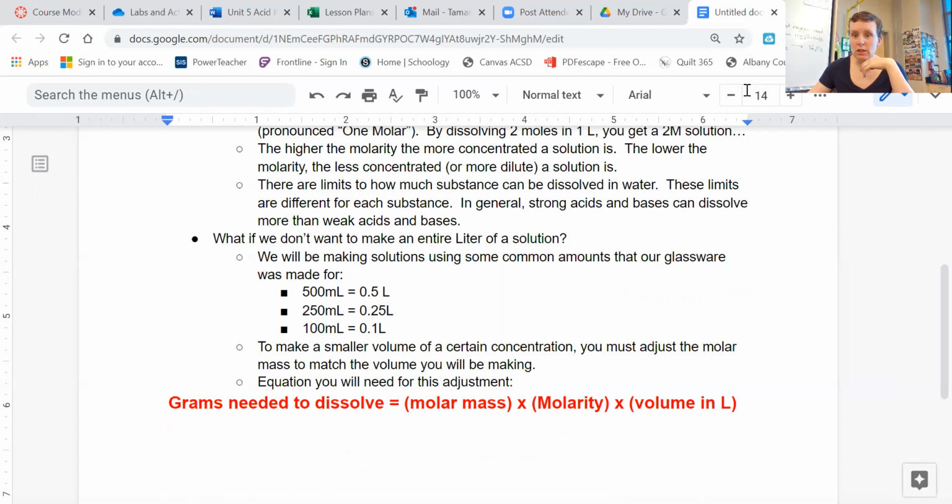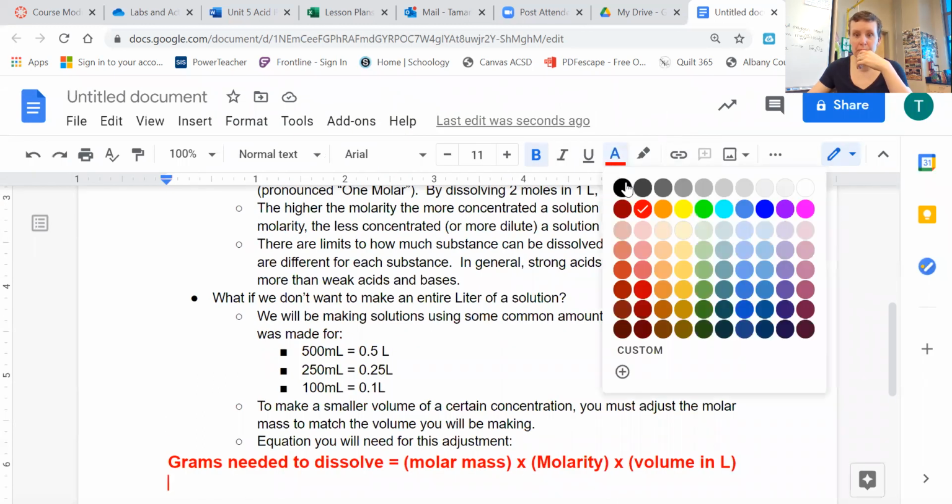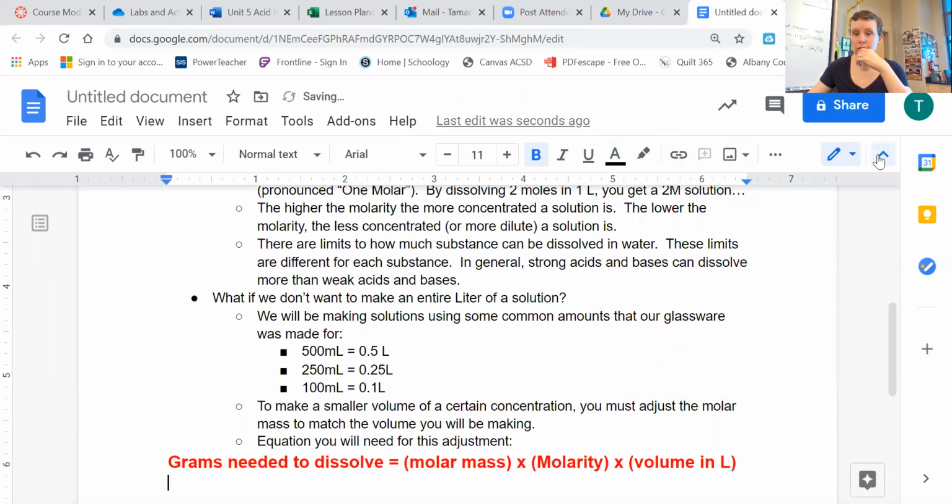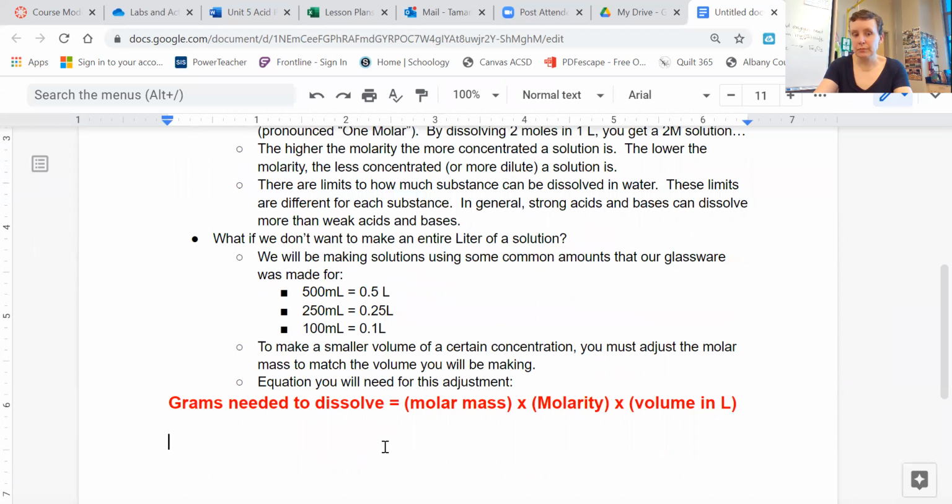So now I'm going to adjust my font back to my regular size here and color. Give me a second. Okay. So we're going to go through some examples.